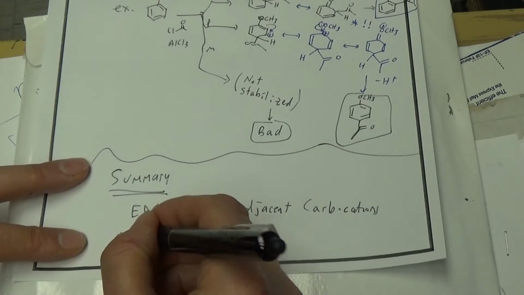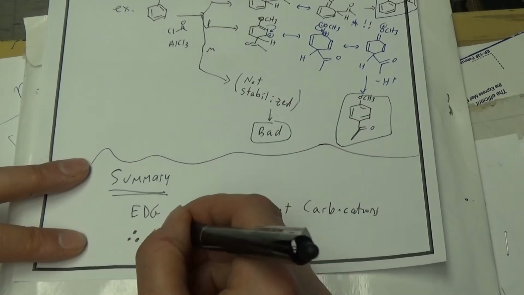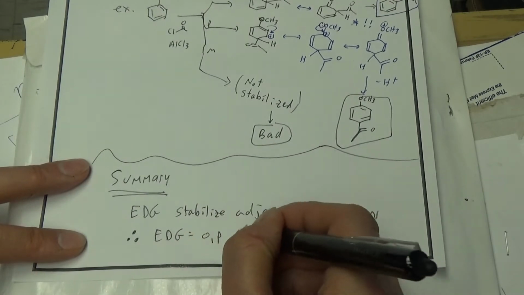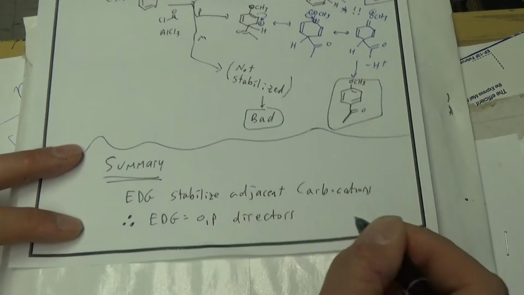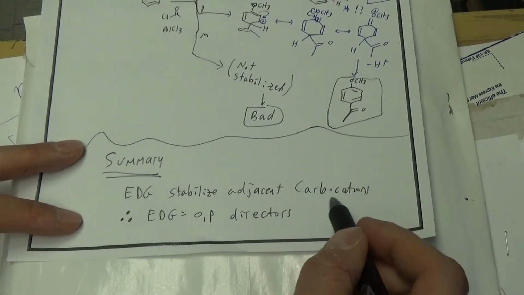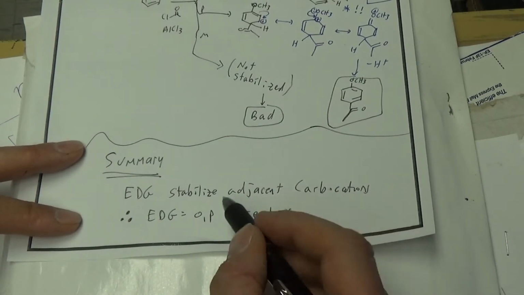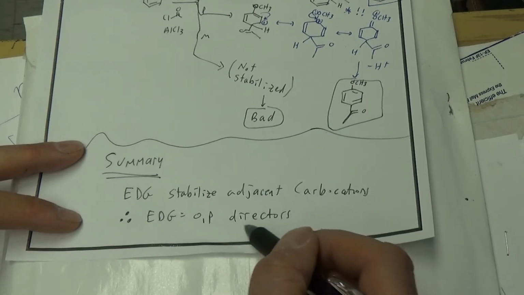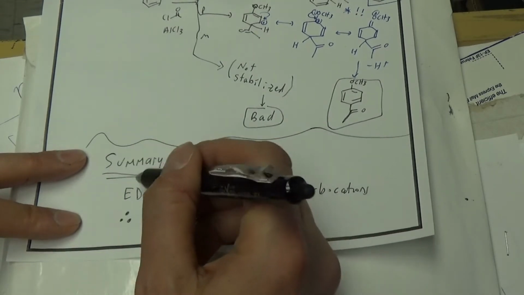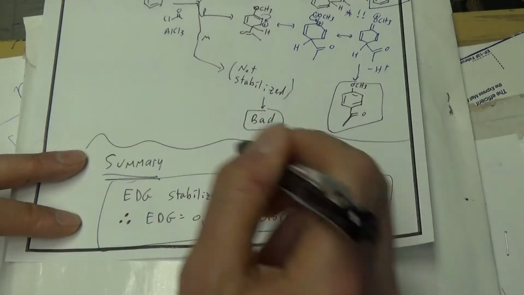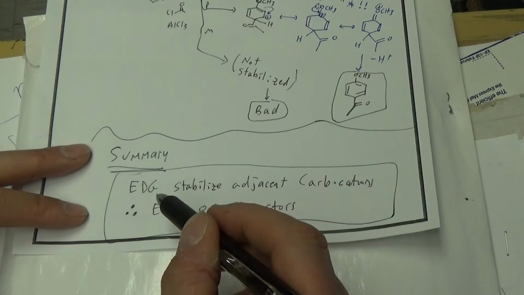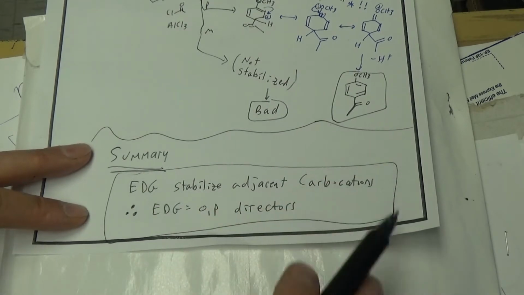So we say, therefore, electron donating groups are ortho-para directors. It's all about the stabilization of the adjacent carbocations. And electron donating groups do that on the ortho and the para carbons, but not on the meta. Okay, so that's a summary of the effect of electron donating groups on direction.